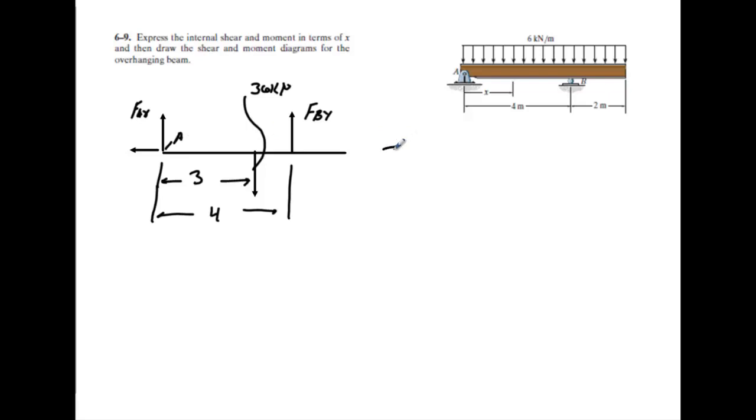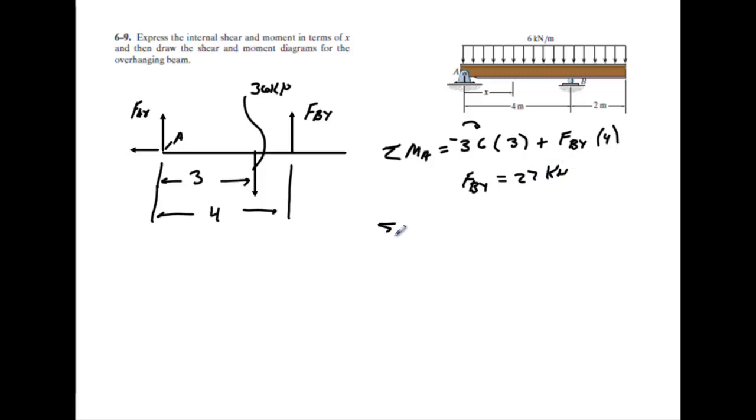Alright, and this point here is A. So with some of moments around A, we will get 36 kilonewtons times this distance, moment arm, and the distance will be 3. We'll make that negative since it's going this direction here, plus FBY times 4. We'll solve for FBY in this case. FBY will get 27 kilonewtons coming up.